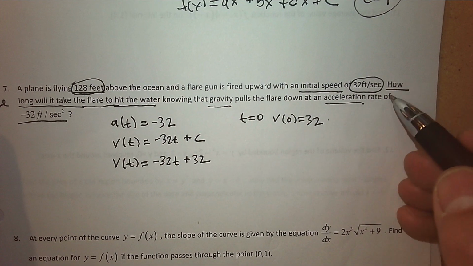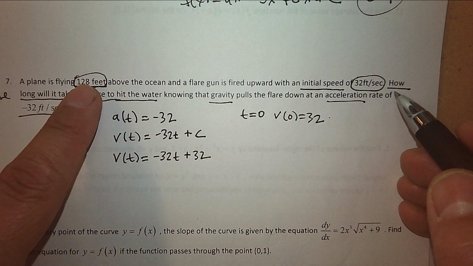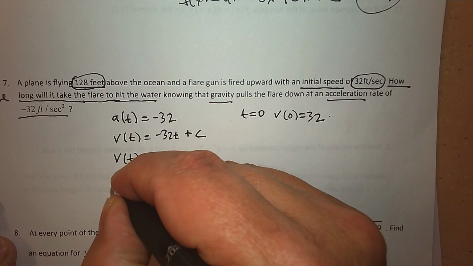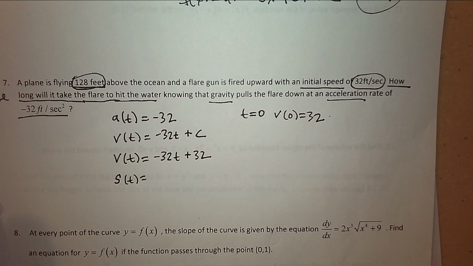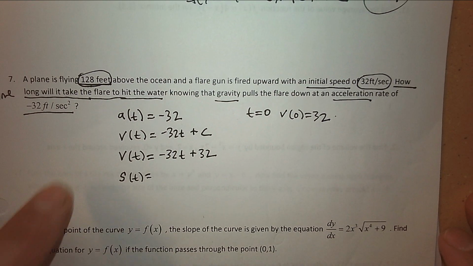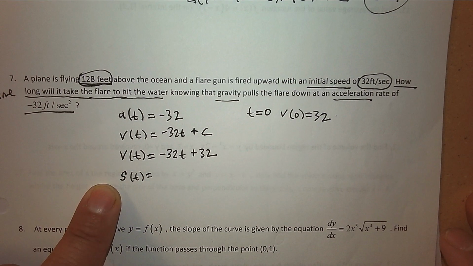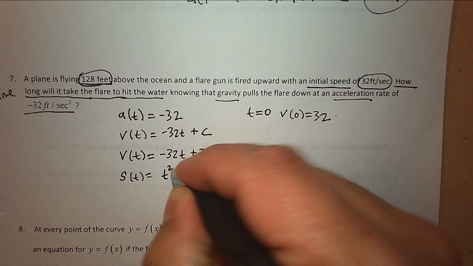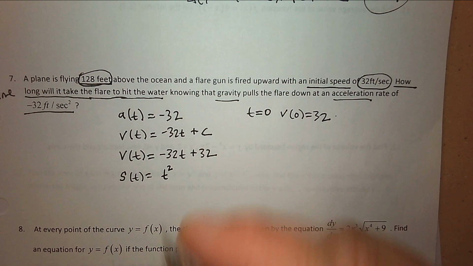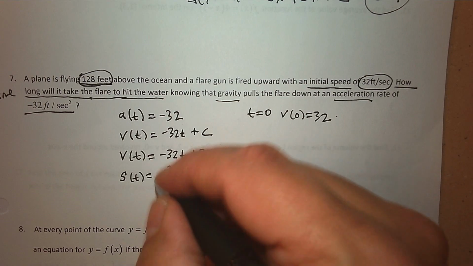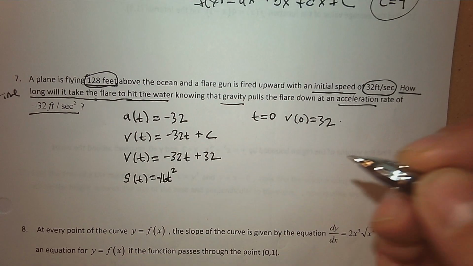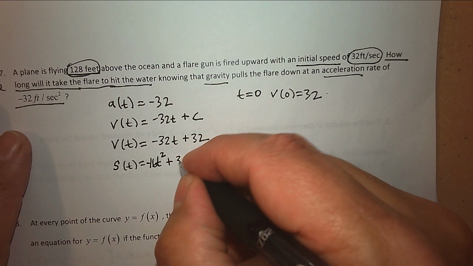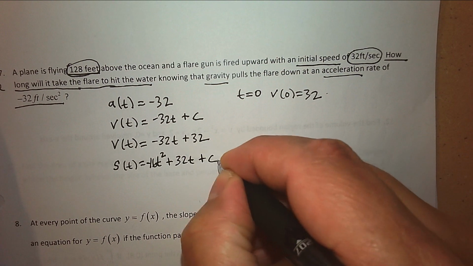The question is, how long will it take for the flare to hit the water? Now, to hit the water is a position equation. So I'm going to use the letter S for position. How do I find the position if I'm given the velocity? What do I need to do? Integrate. How do I integrate this? Add 1 to the exponent and I get t squared. Then I divide. What's negative 32 divided by 2? What number would be in front? Negative 16. Again, how would I integrate 32? That would be 32t and then the C, right?